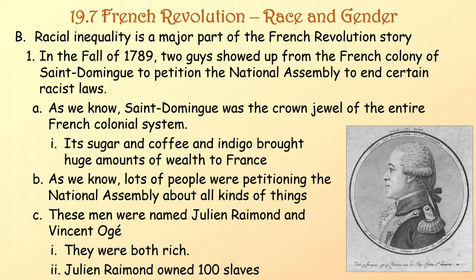As we know, lots of people were petitioning the National Assembly about all kinds of things, and these two men were named Julien Raimond and Vincent Ogé, and they were both rich. In fact, Julien Raimond owned 100 slaves.